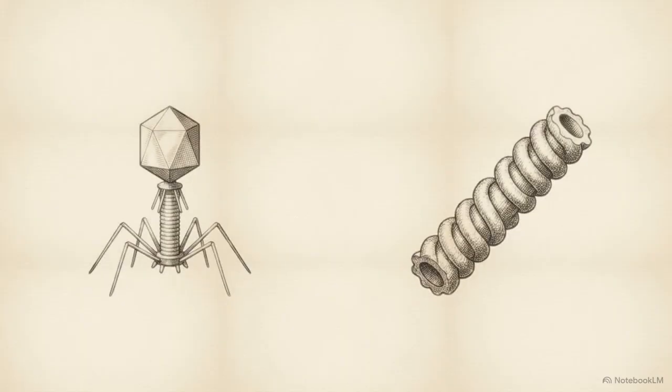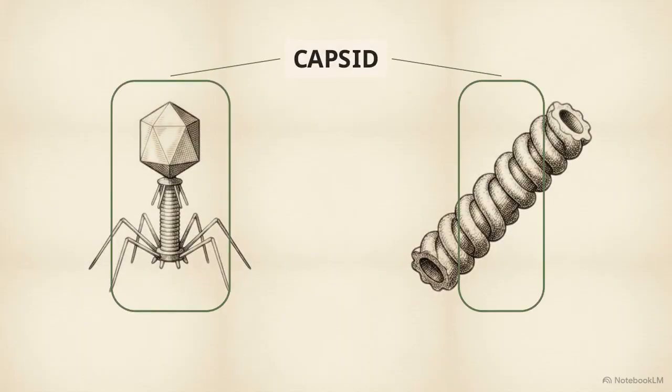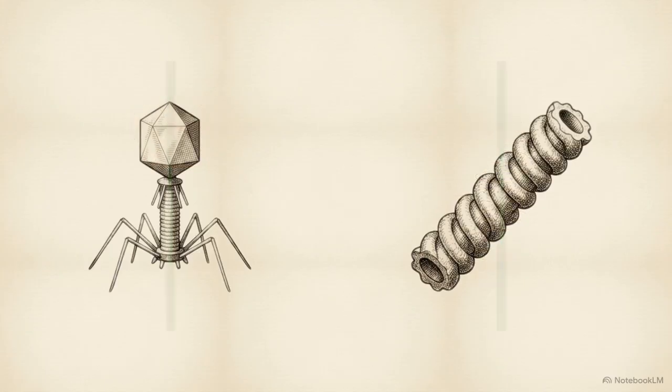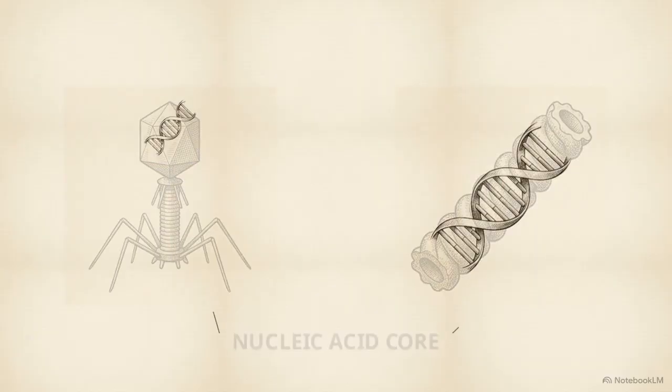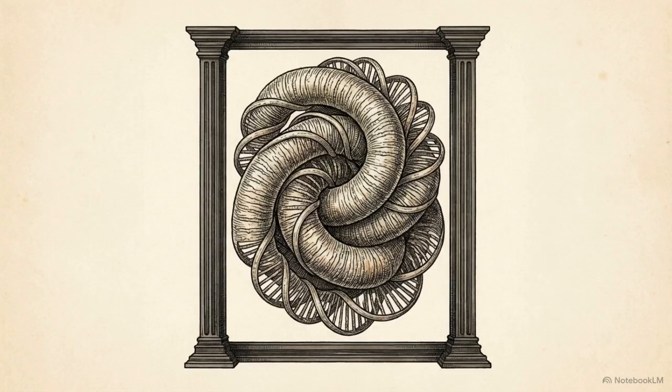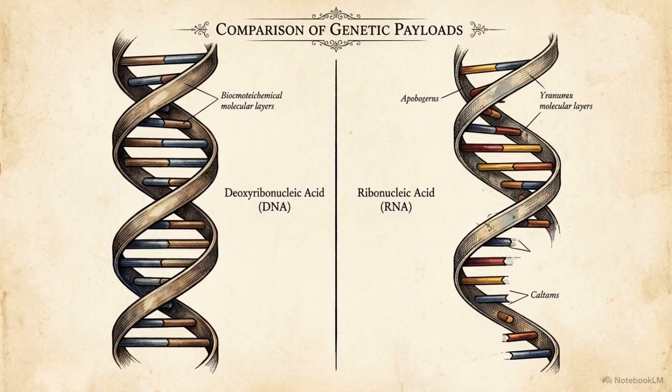This 3D schematic illustrates their outer defense architecture, the capsid. This protective protein coat is assembled from smaller, highly organized geometric units called capsomeres. The capsid's only function is to protect the internal payload, a concentrated core of nucleic acid. There is an absolute genetic rule that dictates this payload. A single viral genome is mutually exclusive. It will contain either DNA or RNA, but never both.